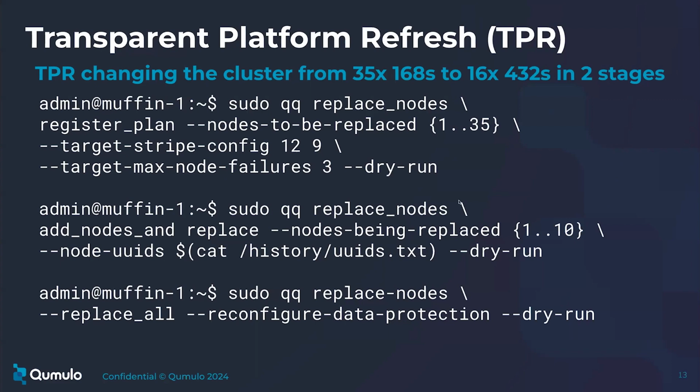Now, I can come back at some later point and finish my TPR process. So at this point, once I do this nodes replace, it's going to toss out nodes 1 through 10. So if I have a limited rack space, this will toss these nodes out, evict those, and now I can move things around or whatever I need to do. And now I can continue replacing the rest of the nodes, replace all. And at that point, I do a reconfigure data protection. So you can do the TPR in multiple steps.